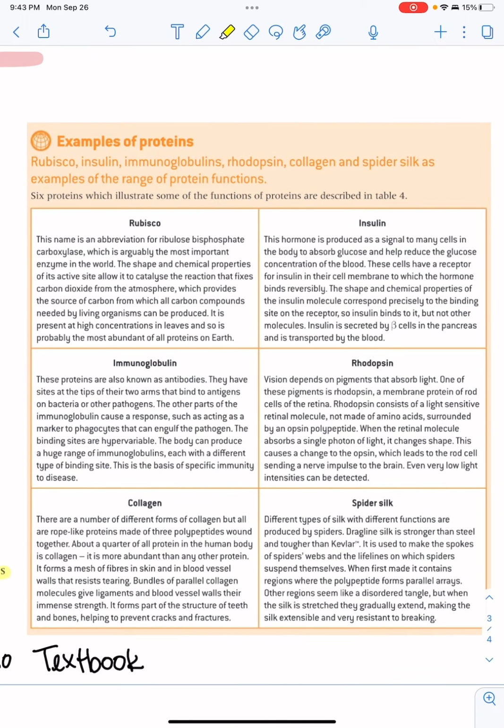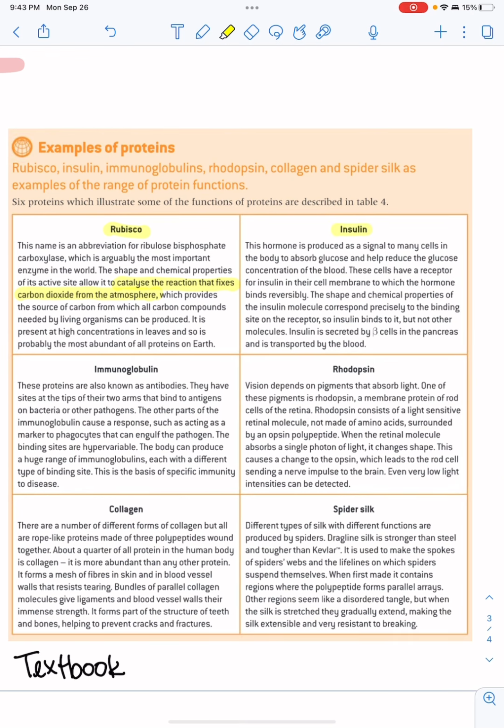Okay, so very specific. You do need to know all these proteins and specifically their function. Rubisco is specifically in plants. It helps catalyze the reaction that fixes carbon dioxide from the atmosphere. Without Rubisco, plants wouldn't be able to take carbon dioxide and make it into glucose. Insulin is, like I said, a hormone. It is a signal to many cells in the body to absorb glucose and reduce the glucose concentration of the blood.